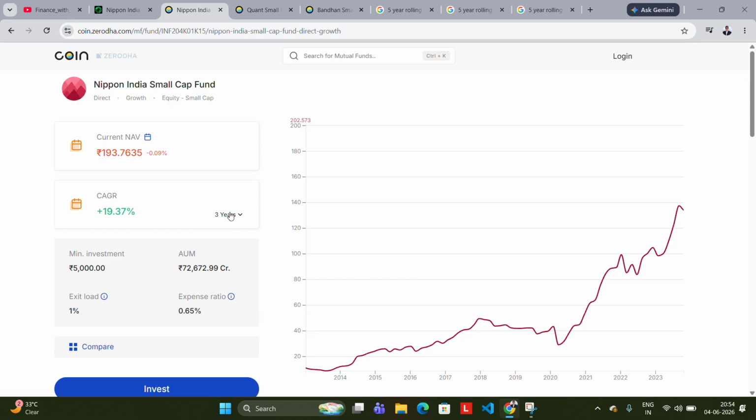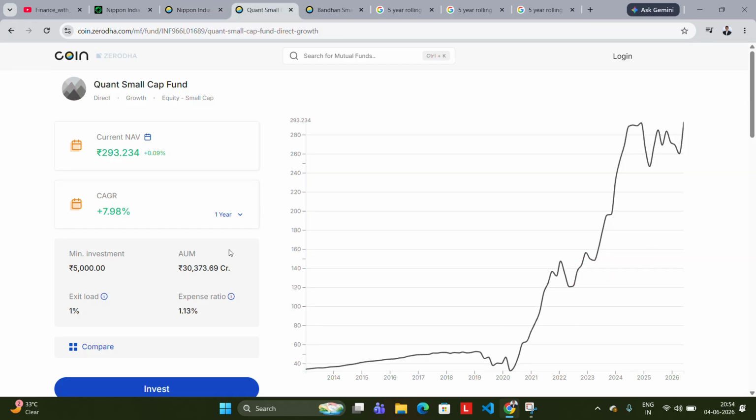In 3 years, the average yearly CAGR was 19.37%. In 4 years, it is 21.65. In 5 years, it is 21.25. So we can expect in the long run around 15 to 18% returns in any small cap fund, even if it is not doing well. Okay, in the long run.